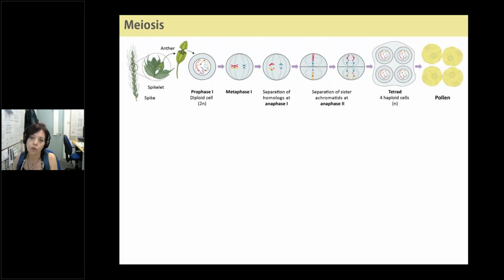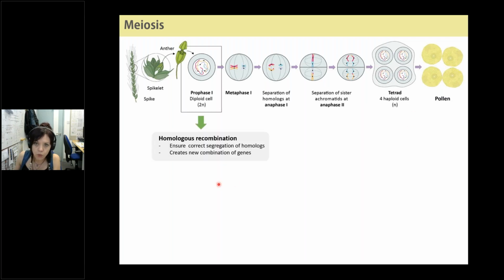First, it keeps the chromosome number across generations. So meiosis takes a single diploid cell and turns it into 4 haploid gametes, which later will become the pollen grain. And second, it creates genetic diversity through the process of recombination. So each one of these gametes can potentially have a different allelic combination. But I will focus only on the first stage, which is called prophase, because it is here where recombination takes place.